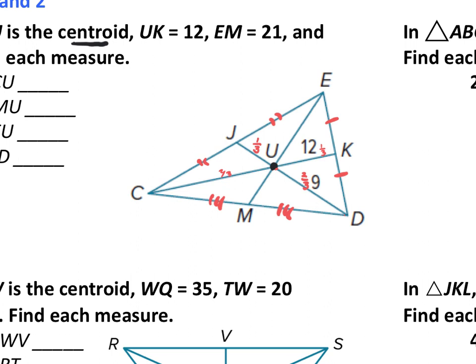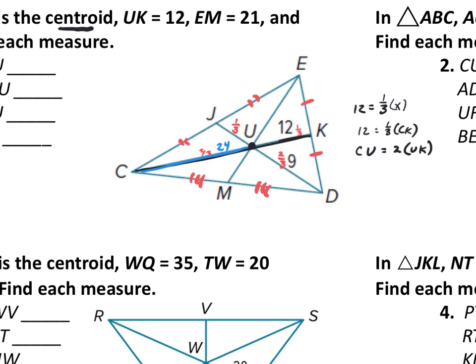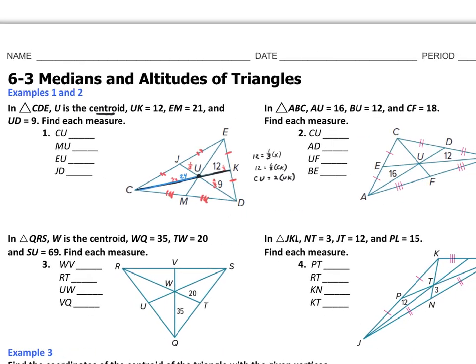Think about it. If this is 1/3, like 12 is equal to 1/3 of some number, we can figure out what that number is for the entire length, CK. So 12 is 1/3 of CK. Or we could also say that CU is equal to 2 times UK. So this portion right here, CU, is actually 24. Just using that 2-to-1 ratio, or the 2/3 and 1/3 ratio, we're able to calculate some of that information.